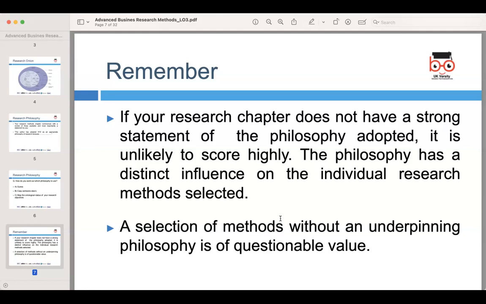So, friends, when you are working on your research project, remember to clearly articulate the philosophy behind your work. Don't underestimate its significance. By doing so, you will demonstrate a thoughtful approach to your research and increase the chances of achieving higher scores and gaining academic success.